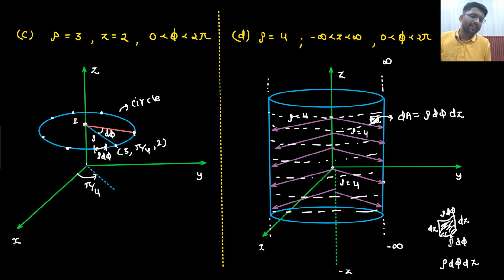What is the simple trick? The simple trick is to ask who is varying. Z is varying and phi is varying. So what is the distance traveled in the z direction? dz. What is the distance traveled in the phi direction? Rho d phi. So the small surface area will be rho d phi dz.